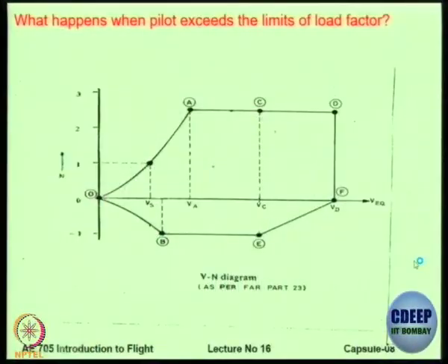Okay. Let's go ahead and see. So now we look at what happens when the pilot wants to exceed the limits.